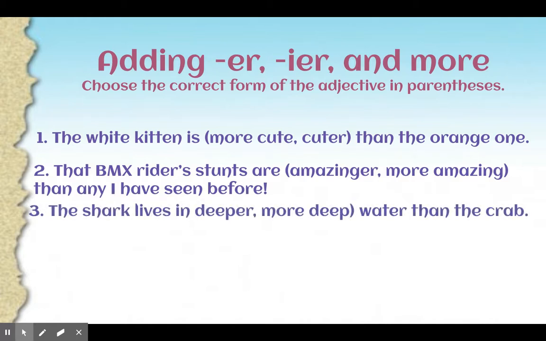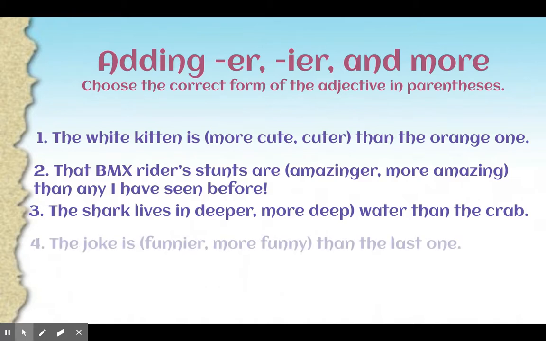The shark lives in deeper or more deep water than the crab. You should have said deeper. My base word is deep, which is 1 syllable, so we're going to say deeper. The joke is funnier or more funny than the last one. You should have said funnier. Funny ends in the letter Y, so we're going to have to add IER.